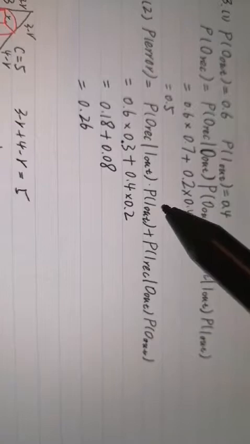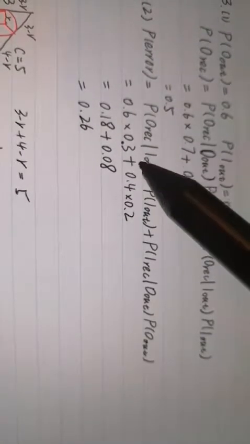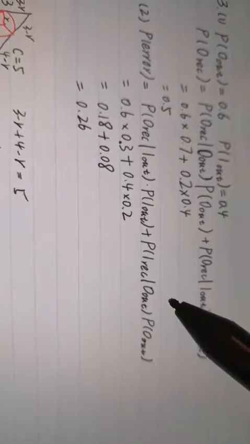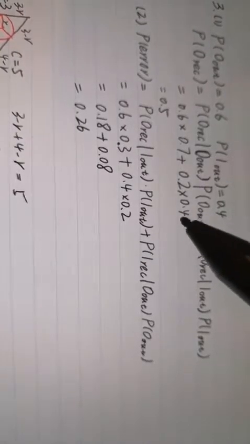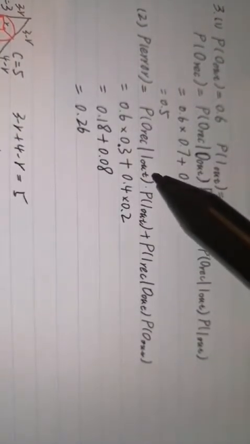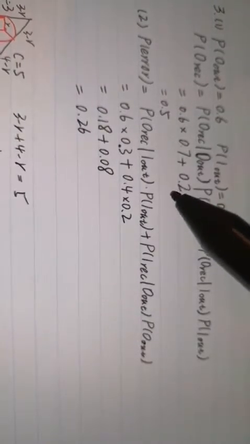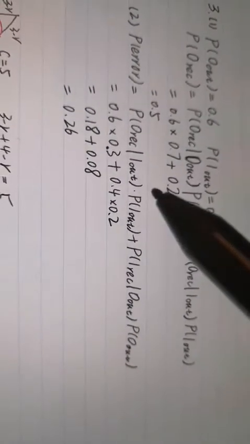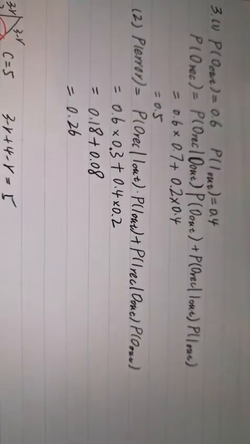First is the output being 1 and receiving 0, which is 0.2, and we also need to multiply with the probability of output data being 1, so it's 0.4. Also, we need to find the output data is 0 and we receive 1, and multiply with the probability of output data being 0, so it's 0.6 times 0.3 plus 0.4 times 0.2, so it's 0.18 plus 0.08, so the total probability is 0.26 that we receive error data.